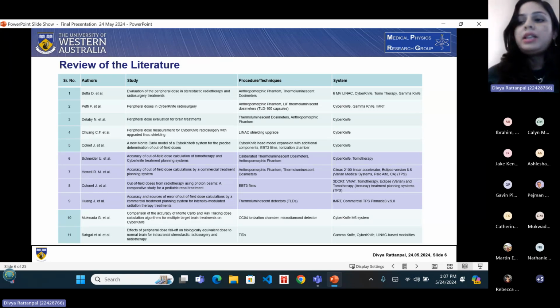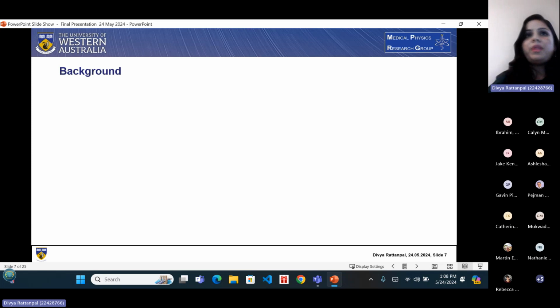Here is the table that lists the studies done by different authors, and these authors have assessed the peripheral doses using different techniques. The studies that I have highlighted in purple are the studies done by authors such as Schneider, Howell, Colonnet, and Huang. They have assessed the accuracy of the treatment planning system in the out-of-field region. And in all the studies, they have found that the treatment planning systems are not optimized for out-of-field dose calculations.